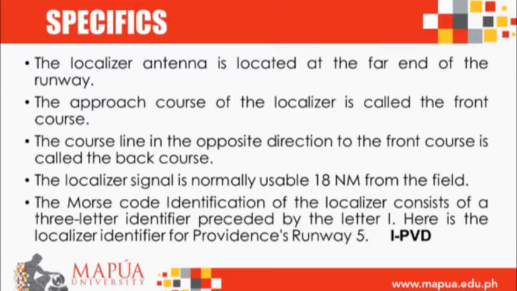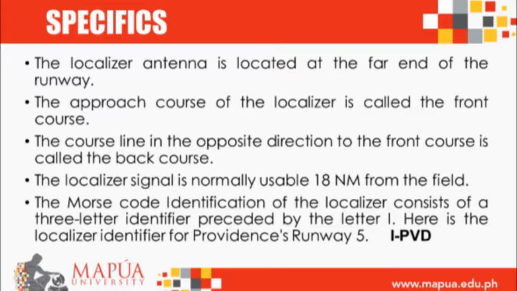So let's discuss the specifics. The localizer antenna is located at the far end of the runway. The approach course of the localizer is called the front course, and the opposite direction of the front course is called the back course. The localizer signal is normally usable at 18 nautical miles from the field.